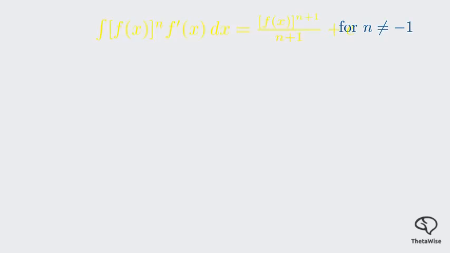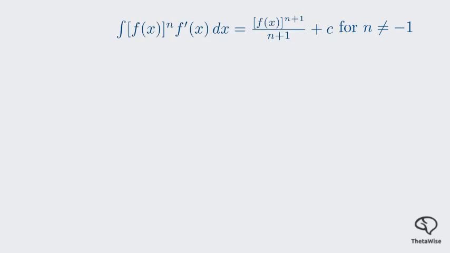Let's highlight the key components. The function we're looking for is f of x raised to a power, and its derivative, f prime of x, must be present as a factor. Once you identify these, you can apply the formula directly. Let's see this in action with an example. Let's work through the first problem from our sheet. We need to integrate the quantity x squared minus 3 raised to the 9th power times 2x.